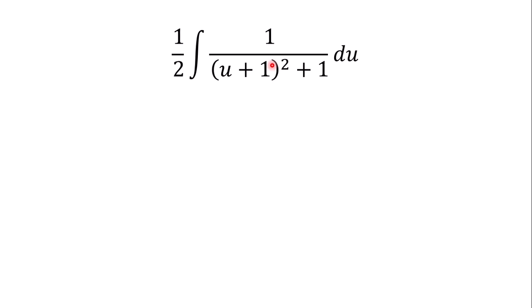We all now know the answer to this integral. That is tangent inverse of u plus 1. That is the answer to integral R. But we know that B is equal to J minus R. J minus R.